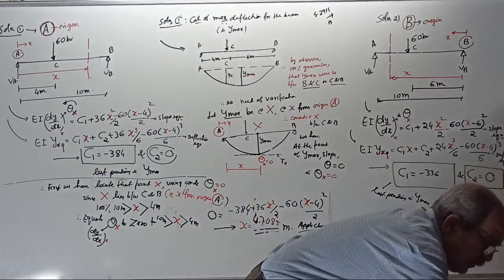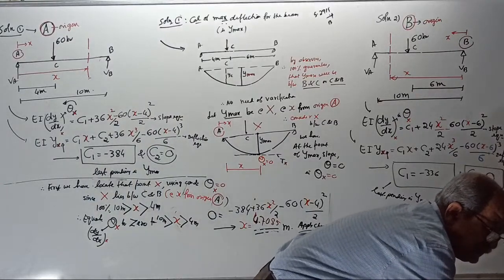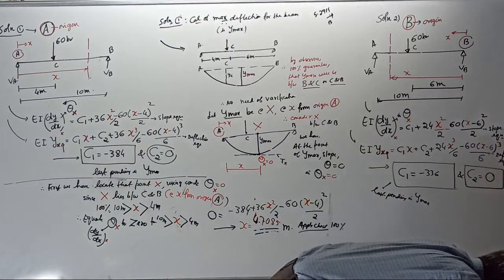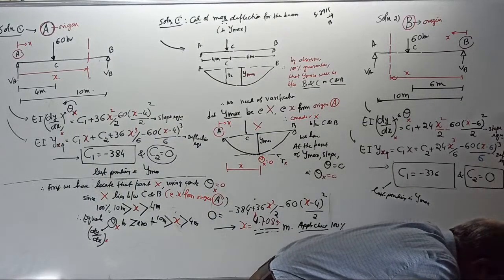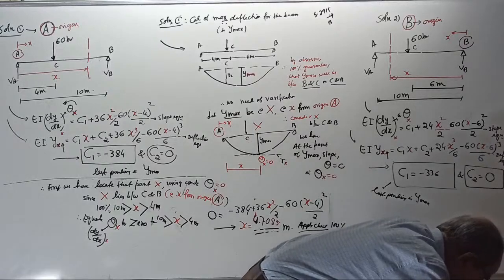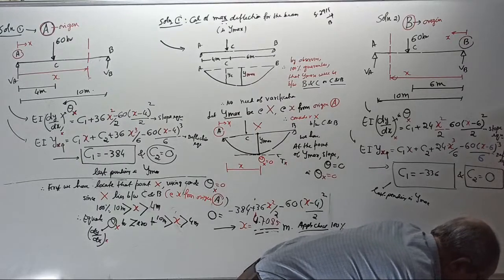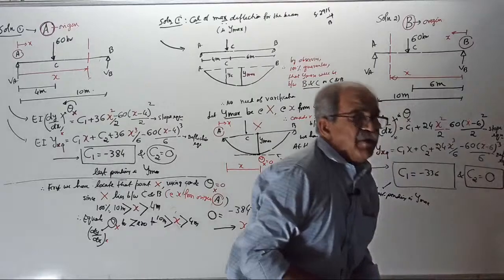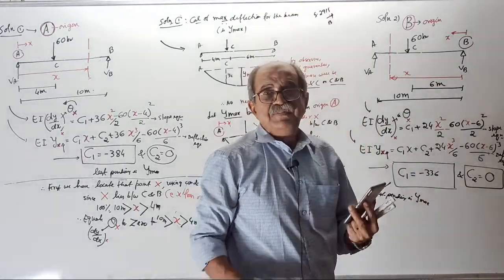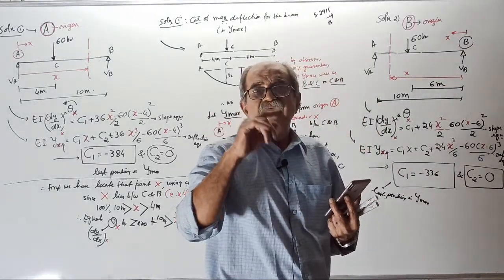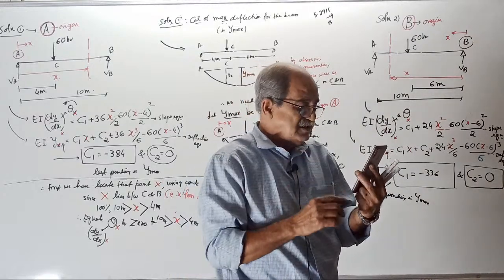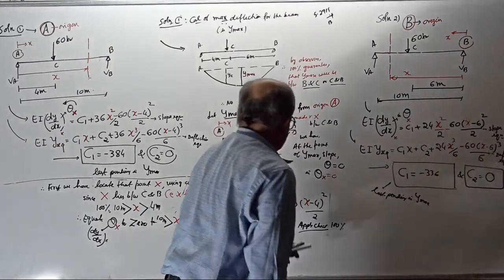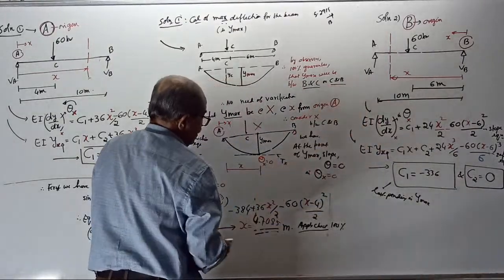Tell me, so our assumption of 100% decision, correct or wrong? We got 4.7085 meter. Is our conclusion earlier, without calculation, that is logical reason, correct or wrong? Correct. Yes, perfectly correct.